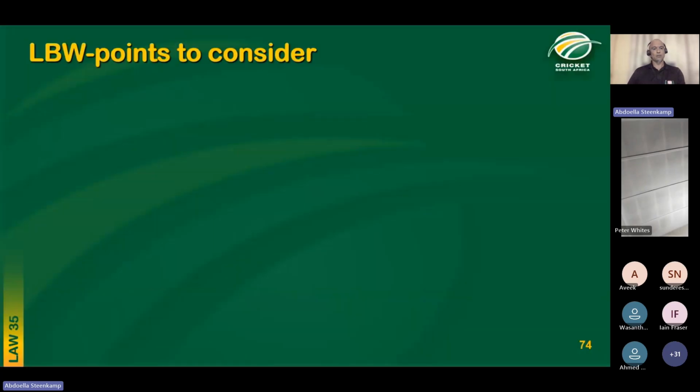So there are points that you need to consider when there is an LBW appeal according to the laws of cricket, and we're going to recap those points. There are also other factors that you need to consider when there is an LBW appeal, and we'll get to that later on. I'll show you what I mean by other factors. But let's first start focusing on what the laws say. As soon as there's an appeal, what are the points that you need to consider according to the law?